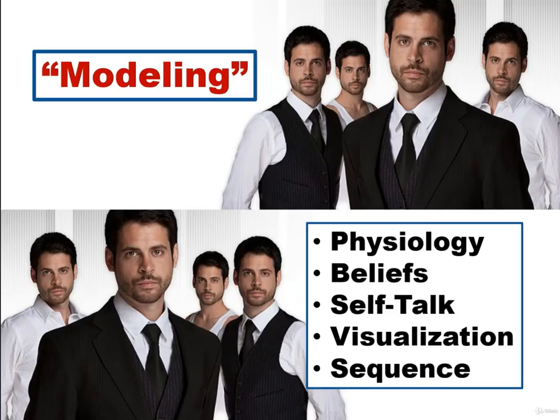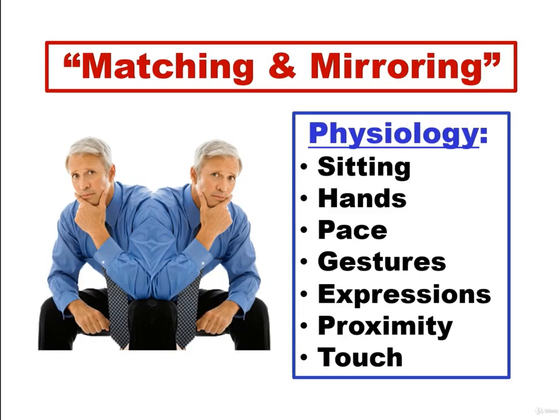Now with modeling, there's basically 5 different areas that we look at: physiology, beliefs, self-talk, visualization, and sequence. We're going to take a look at each. I want you to have a deep and rich understanding of each and every one of these. So let's start by looking at physiology.